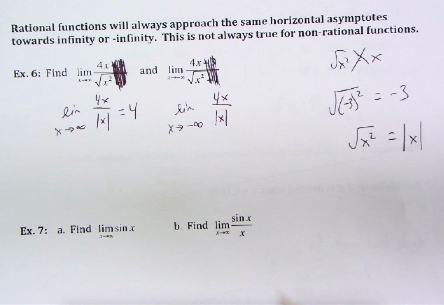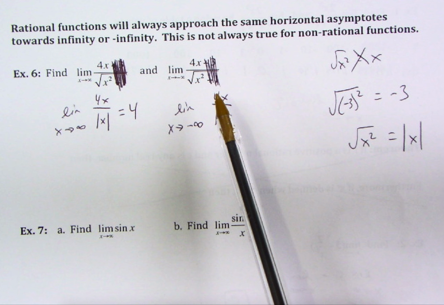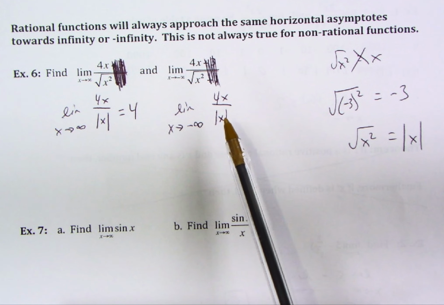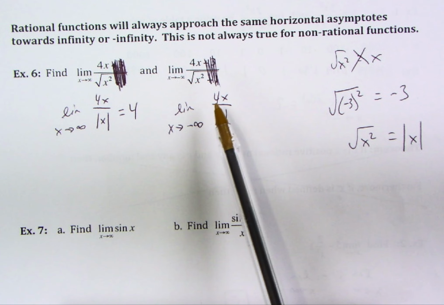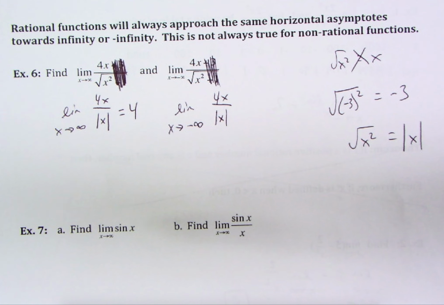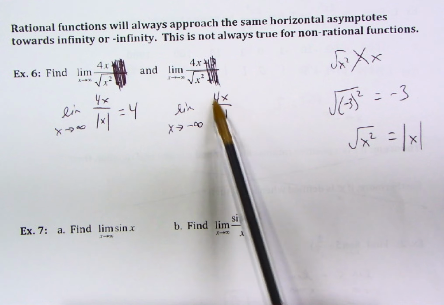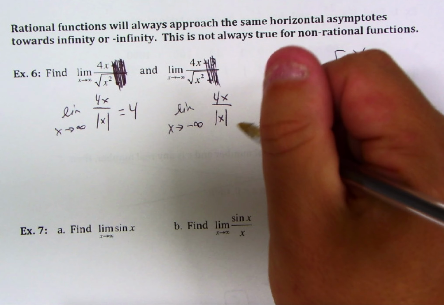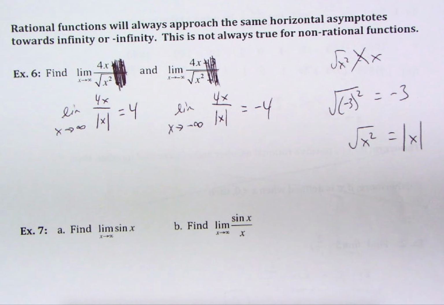Now think about what happens if I plug in a really big negative number. Let's say negative 1 million. Well, I would get negative 4 million on top. I would get positive 1 million on bottom. Negative 4 million divided by 1 million is negative 4. So now you're making the top negative and the bottom positive. You're getting negative 4 instead.